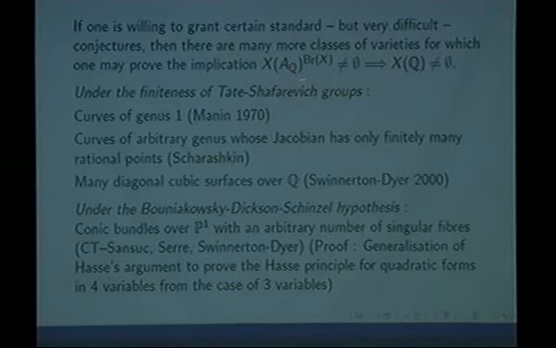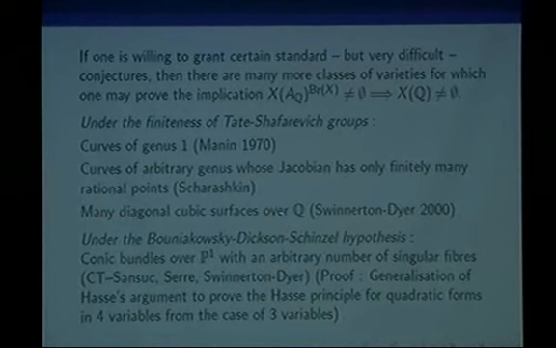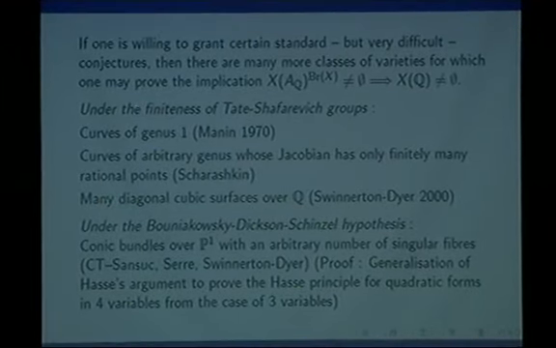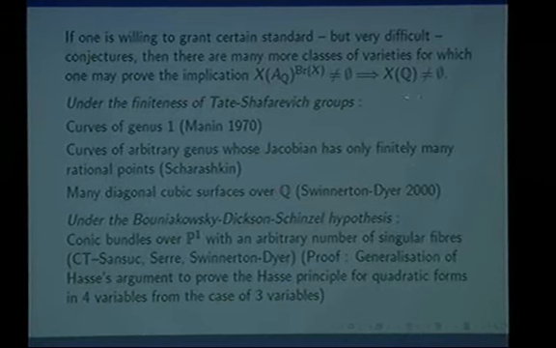This was remarked by Manin in 1970 for any curve of genus 1. Then something which crept up more recently is the case of curves of arbitrary genus. If you take a curve of arbitrary genus with Jacobian having only finitely many rational points, and you assume finiteness of the Tate-Shafarevich group, then indeed we still have this implication. This is quite a strange theorem by Skorobogatov. And then there are many diagonal cubic surfaces over Q for which, if you assume simply this, you can prove that this condition is enough.